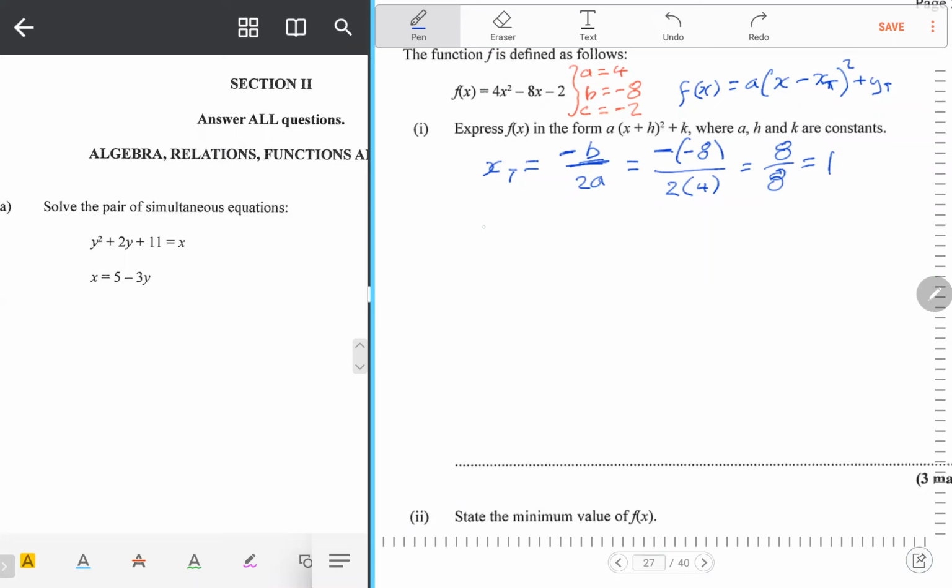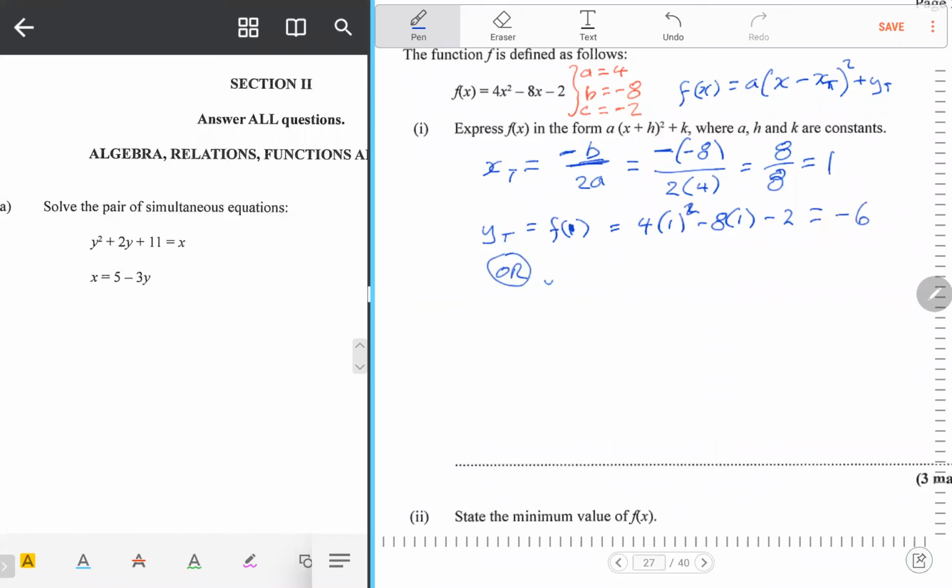So the yt now would be equal to the f of 1. You put in the 1 in the function, and so it will be 4 times 1 squared minus 8 times 1 minus 2. All right, so basically that is 4 minus 10, which is negative 6. Or we could use our yt formula. So this one now is we'll put the x value back in the function up here. That's what we did to get it here.